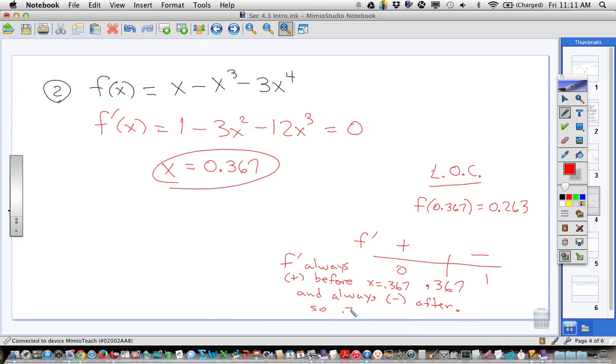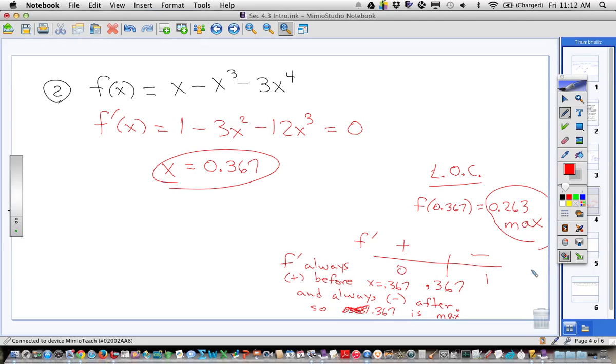So 0.367, right? X equals 0.367 is a what? It's a max, right? In this case, it really tells us it's a local max. So therefore, and again, usually the question wants to know what is the max. So they want the Y value. So there's our justification then of why that's a max. Okay? So 0.367 is a max.